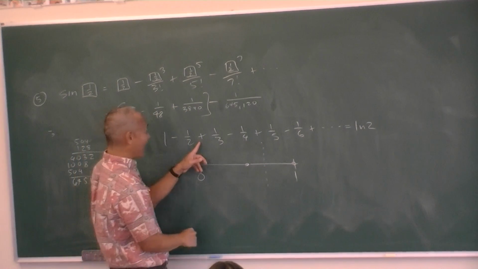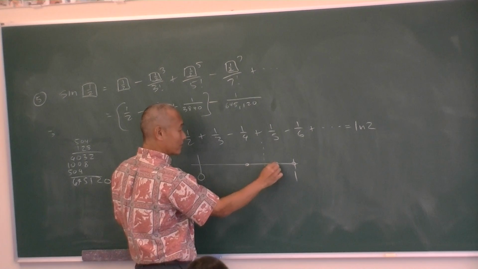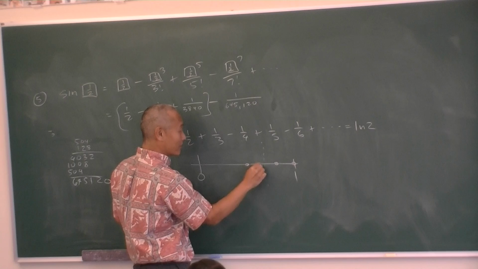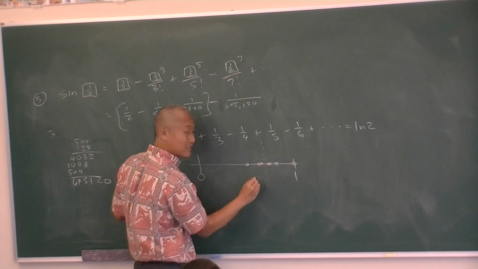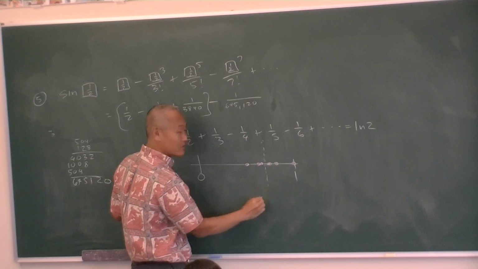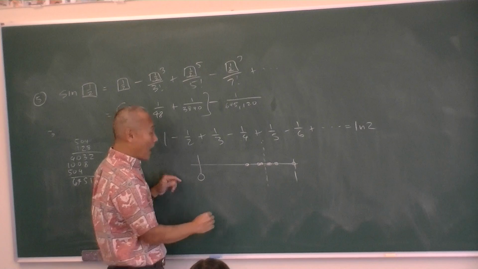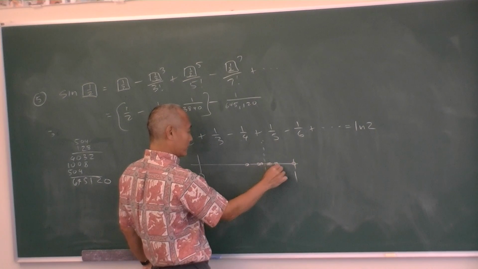Okay, now what happens when you add 1/3 to this? You add 1/3, then you subtract 1/4. Then you add 1/5, then you subtract 1/6. What's happening? Yeah, it's going back and forth across the actual value, right? So the sum of the first term, 2, 3, 4, 5, 6.